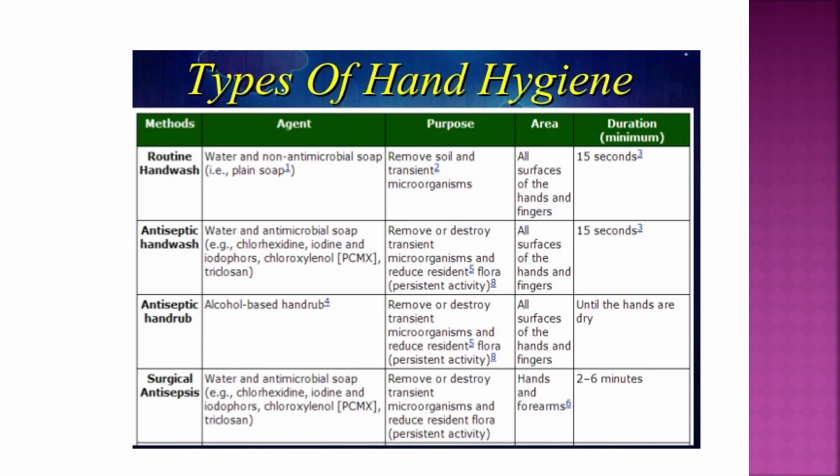Antiseptic hand rub. It is alcohol based hand rub, that is sanitizer. It removes or destroys transient microorganisms and reduces resident flora. Same area, surfaces of hands and fingers, and until hands are dry.